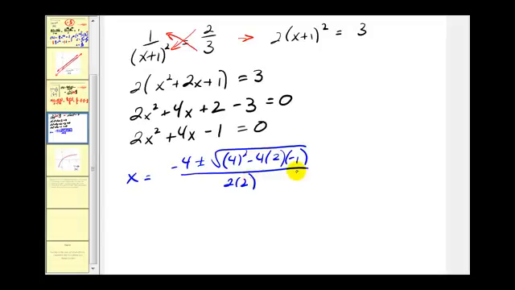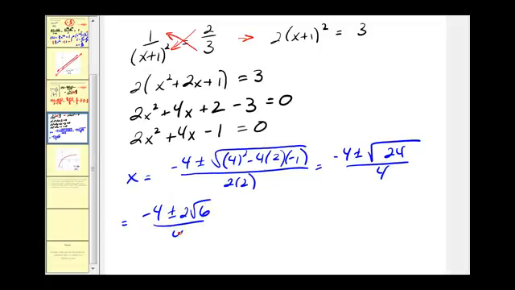We need to simplify this. 24 is 2 times 2 times 6. So we have negative 4 plus or minus 2 square root 6 all over 4. Simplifying this, negative 1 plus or minus square root 6 divided by 2.